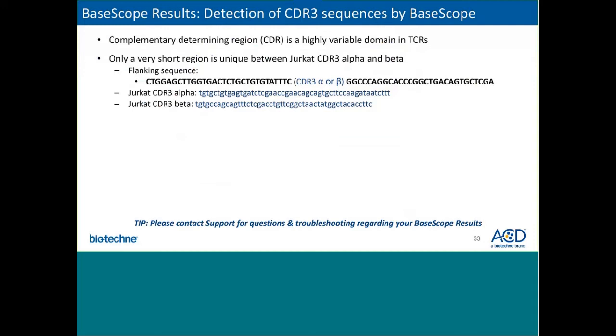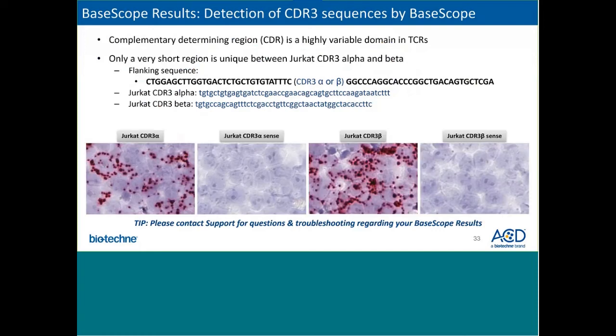Here's an example of an application with a BaseScope assay. The experiment takes a look at the complementarity determining region in T-cell receptors, particularly the CDR3 alpha and CDR3 beta sequences. There is a very short sequence that is unique to the DURCAT CDR3 alpha and beta sequences for which we designed BaseScope probes. Detection of the CDR3 alpha and beta in the DURCAT T-cell lines is provided in the images below, in which we had 4 BaseScope probes designed to detect both the sense and antisense sequences of CDR3 alpha and beta in the DURCAT cell lines.